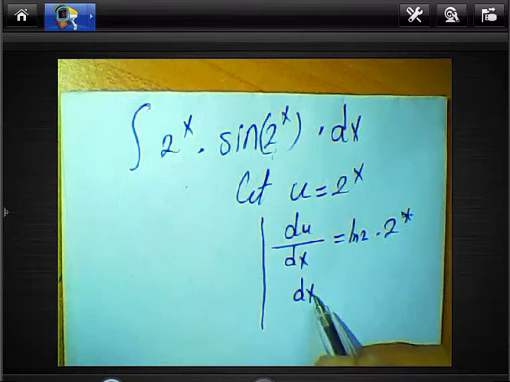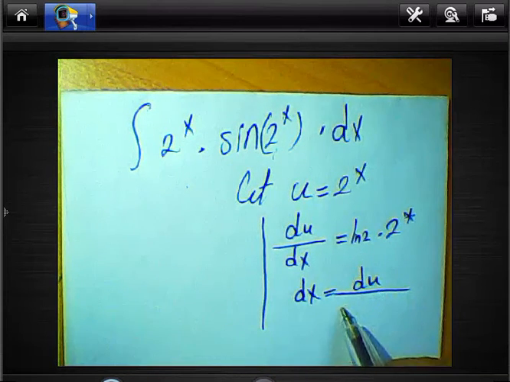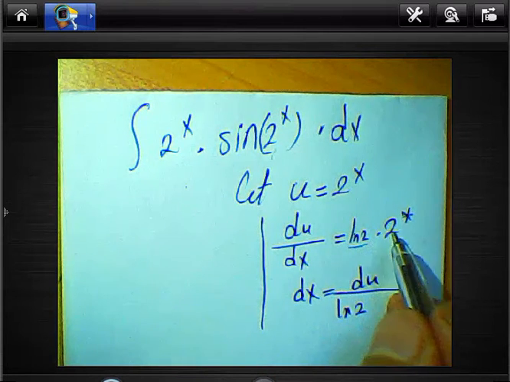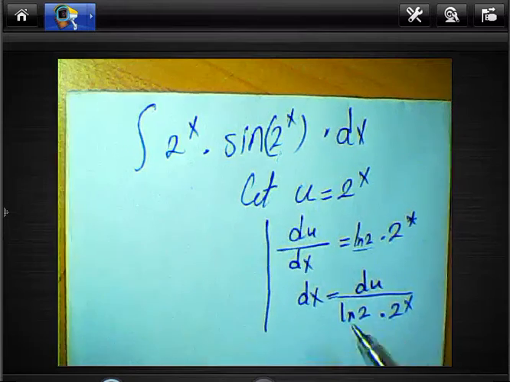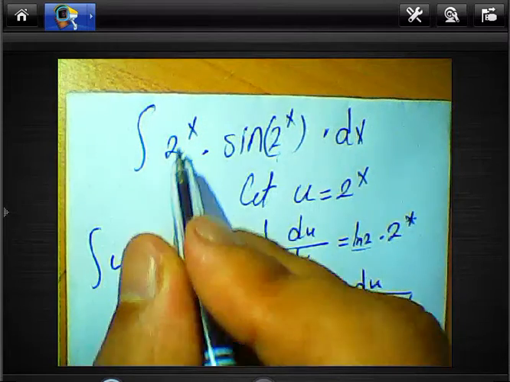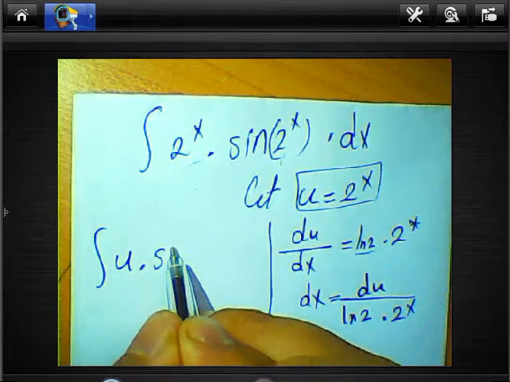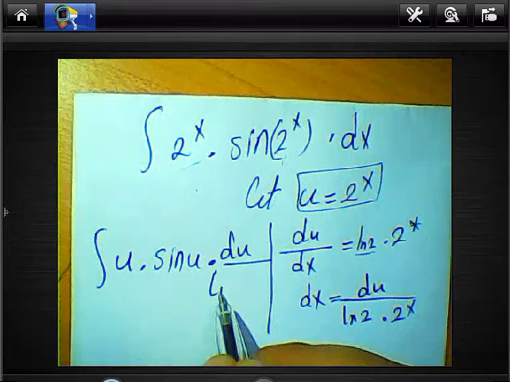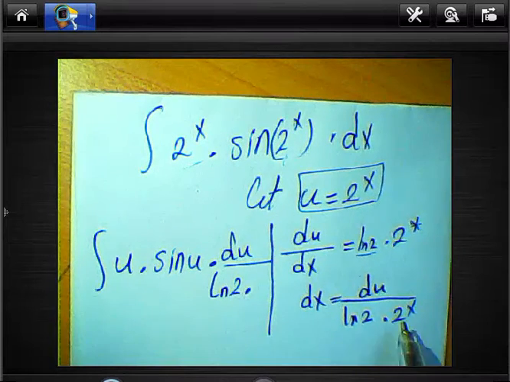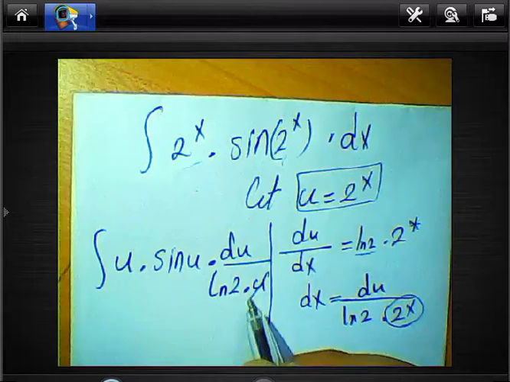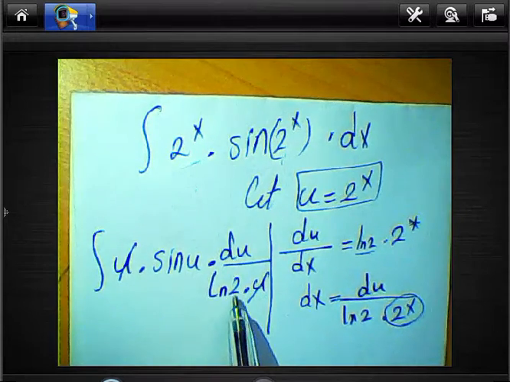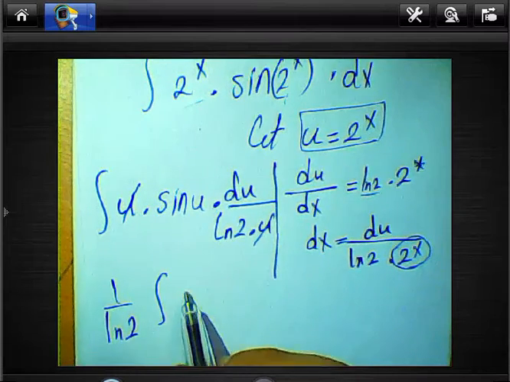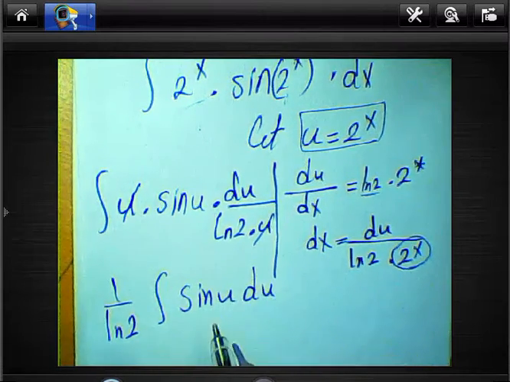And we can write dx equal du over ln 2 multiply 2 to the power x. So in this example we can write here 2 to the power x equal u dot sine u dot dx equal du over ln 2 multiply 2 to the power x equal u. We can cancel u with u, and ln 2 is constant. We can write it outside here, 1 over ln 2 outside, the integration of sine u du.